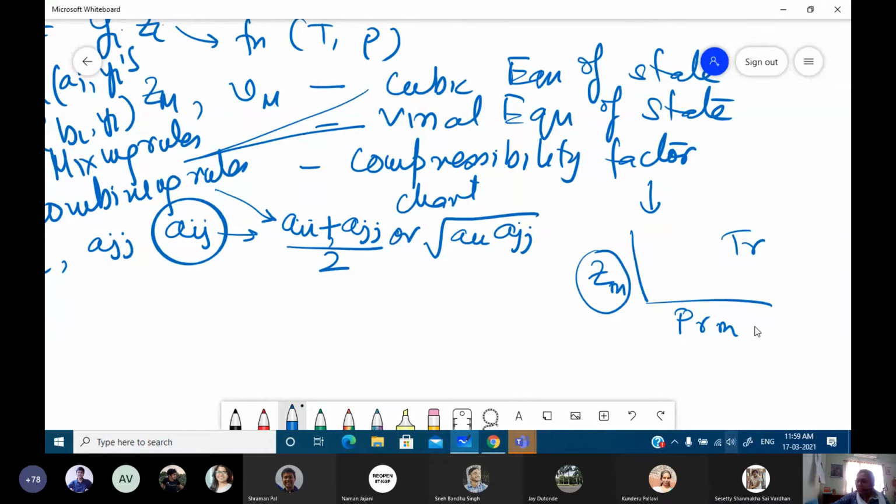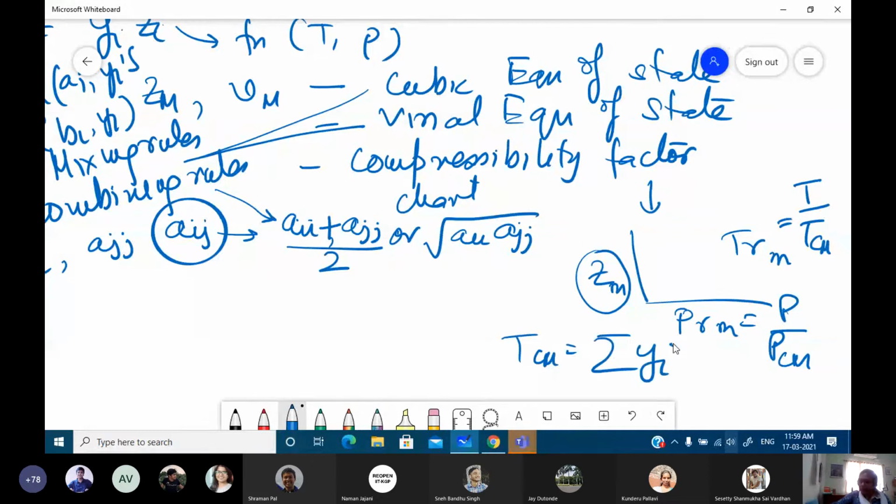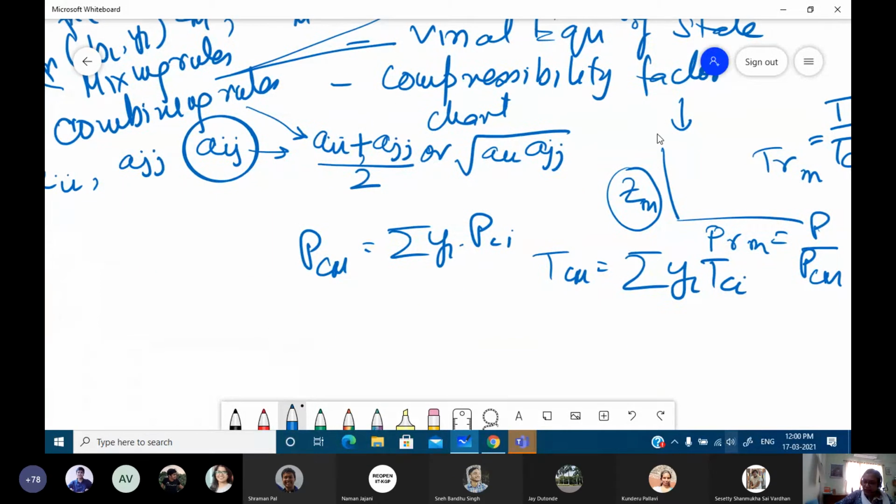This TRM is nothing but T by the critical constant of the mixture. So therefore, to find out TRM, we need TCM. To find out PRM, we need PCM. We have already discussed the mixing rules for TCM and also for PCM. PCM can be defined in terms of this. These two laws are known as Kay's rule, which I have already discussed. You can go through the video and see in a better way.